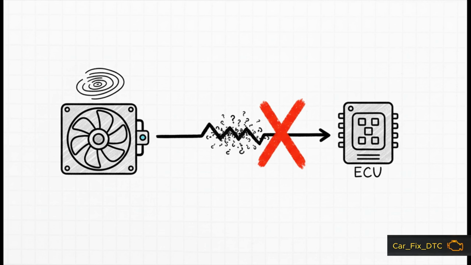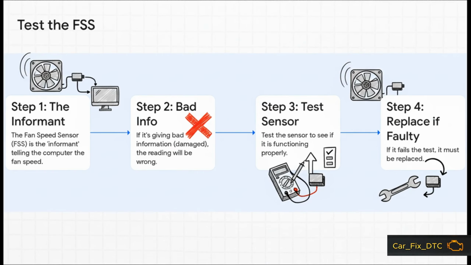Now, if that fan spins freely, no problem, then we move on to our next suspect, the fan speed sensor, or FSS. This little guy is our key witness in this whole investigation, and if our witness is unreliable, well, the whole case just falls apart. Let's think of the FSS as our informant. Its one and only job is to tell the main computer how fast the fan is spinning. If the sensor itself is broken, it's going to be feeding bad intel up the chain, and that's what triggers the P0495 code. The fix here is pretty direct. You gotta test the sensor. If it fails the test, there's no repairing it, you just have to replace it.